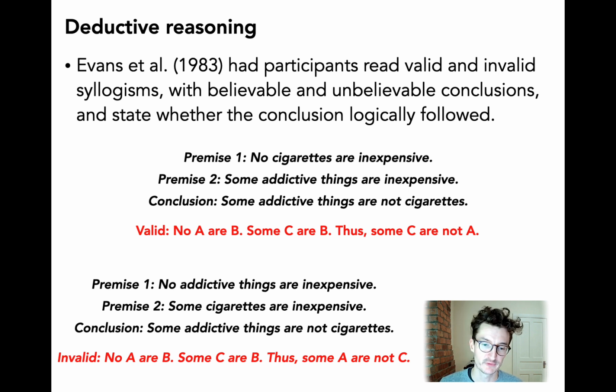Here's an example of one with an invalid conclusion. No addictive things are inexpensive. Some cigarettes are inexpensive. Some addictive things are not cigarettes. The valid conclusion would be some cigarettes are not addictive. But that's unbelievable. So we have this invalid conclusion that is believable: some addictive things are not cigarettes.